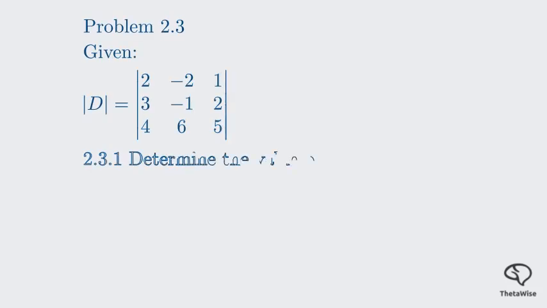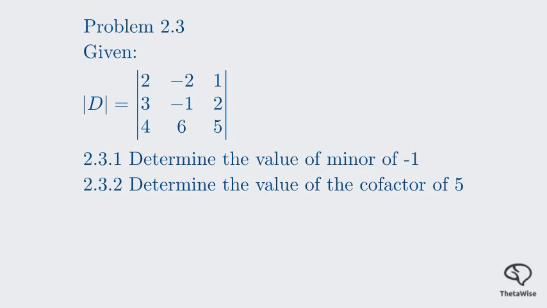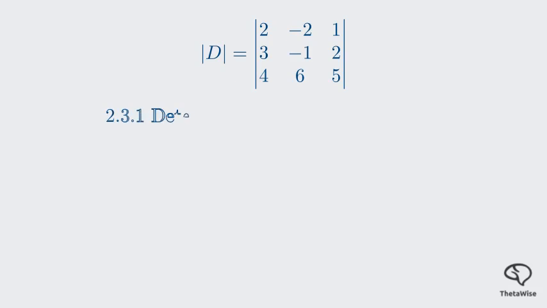Now let's move on to problem 2.3. The question gives us a 3 by 3 determinant D and asks us to determine the value of the minor of -1 and the value of the cofactor of 5. First, let's address question 2.3.1. Determine the value of the minor of -1.